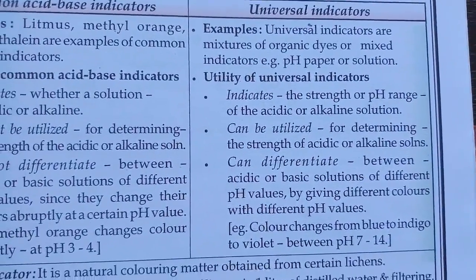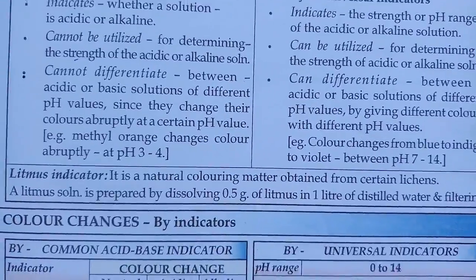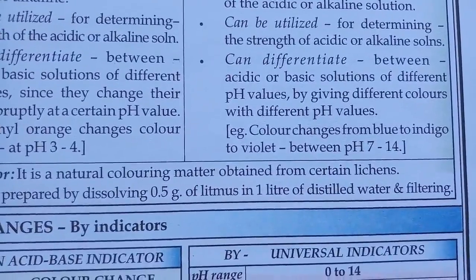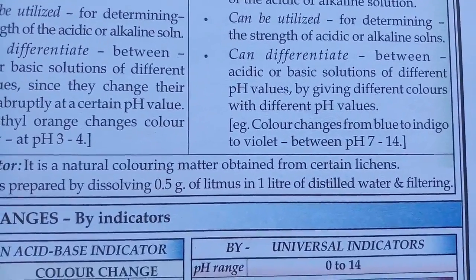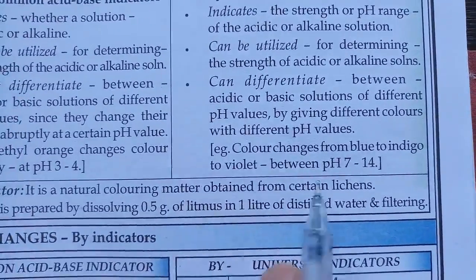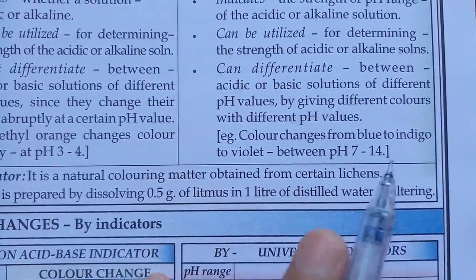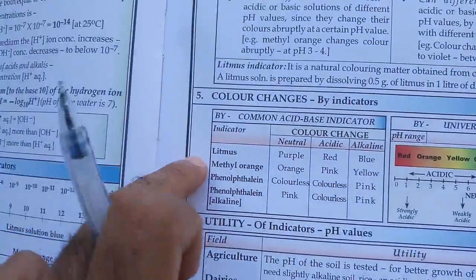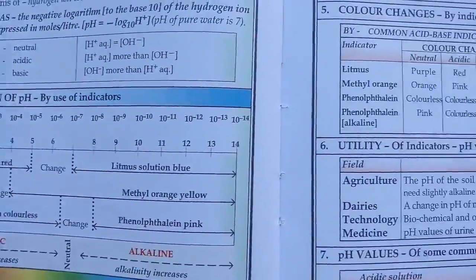It can be utilized for determining the strength of the acidic solution or the alkaline solution. It can differentiate between acidic or basic solutions of different pH values by giving different colors with different pH values. For example, blue to indigo to violet is between 7 to 14 pH value. Few ideas, right? Now these are the things we already learned about the color change. We have learned this here, so I will not touch this topic again.